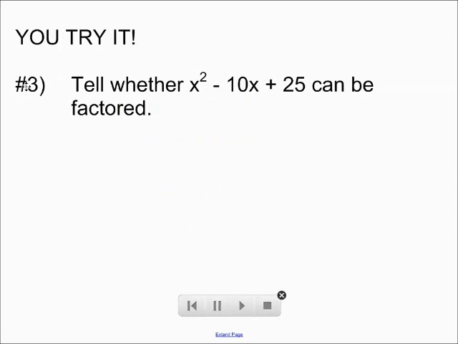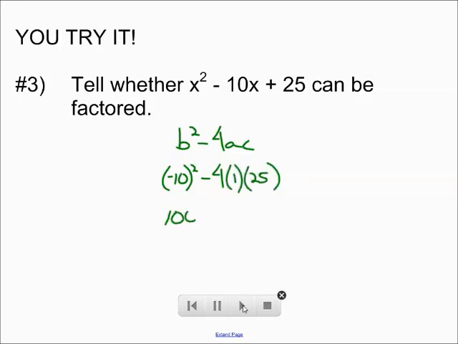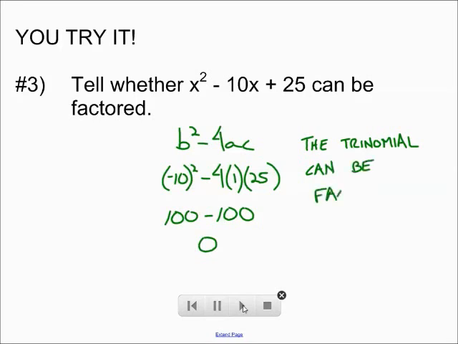Here's one more for you to try. I just want to know whether or not it can be factored. Okay, now that you're done, hopefully you're checking the value of the discriminant. Negative 10 for B, 1 for A, 25 for C. We get 100 minus 100. Some of you might have been confused about whether or not 0 is a perfect square, but the square root of 0 is 0. So this trinomial can be factored because the value of its discriminant is a perfect square.